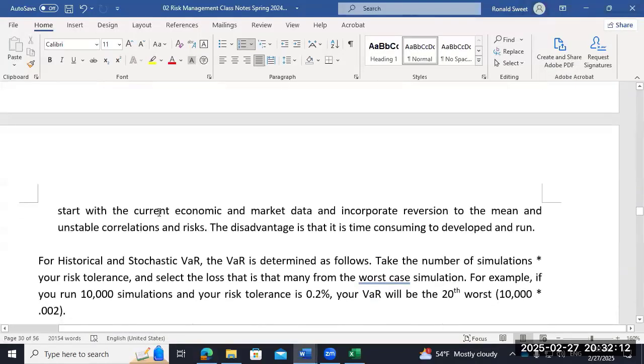So one thing I love about stochastic is you start with the current situation. So these models are fairly sophisticated.